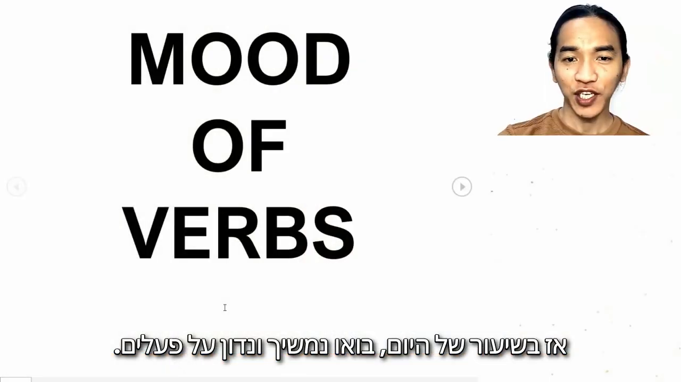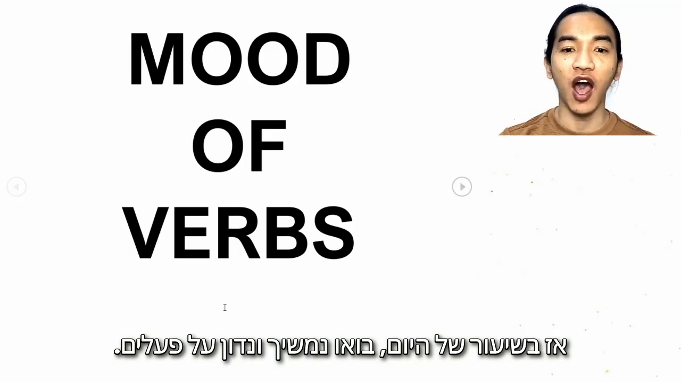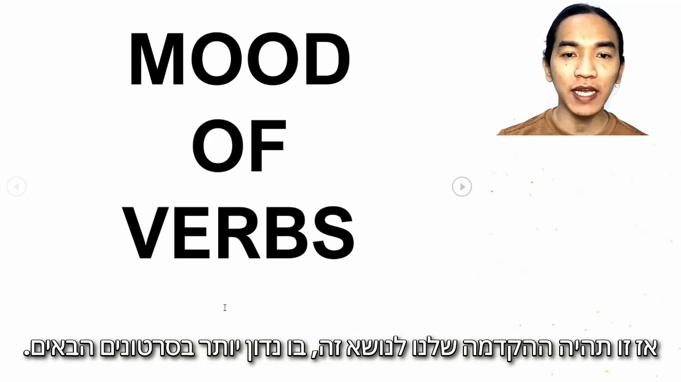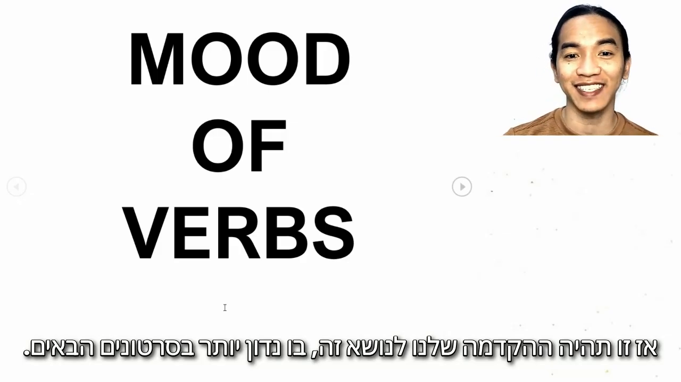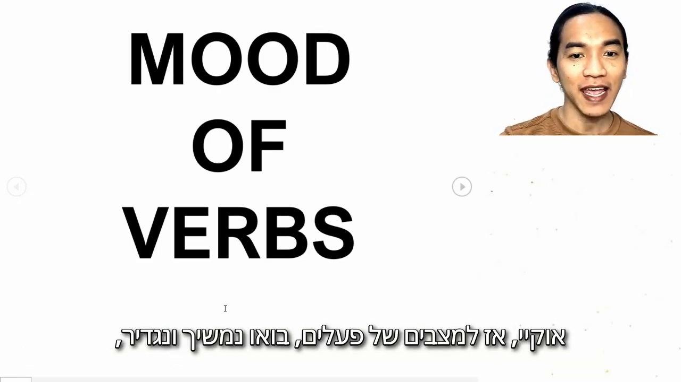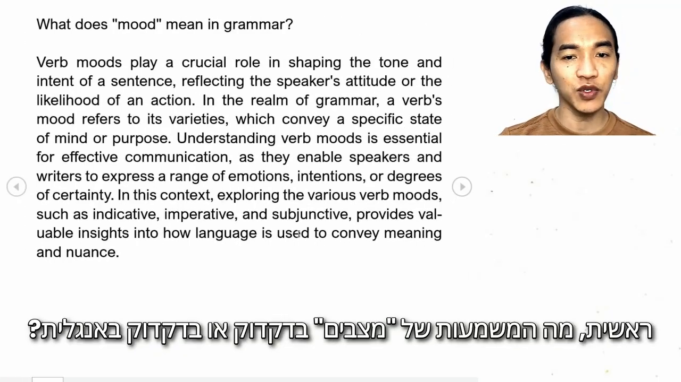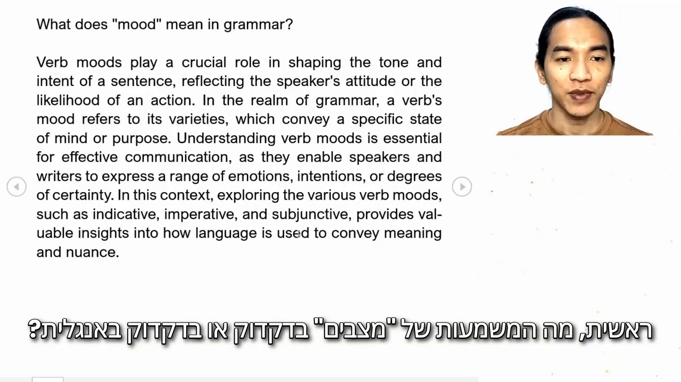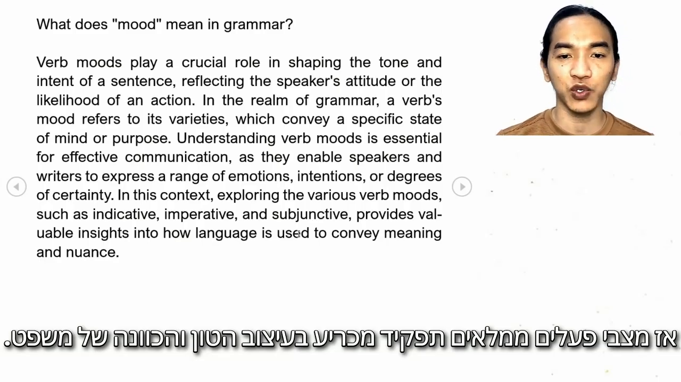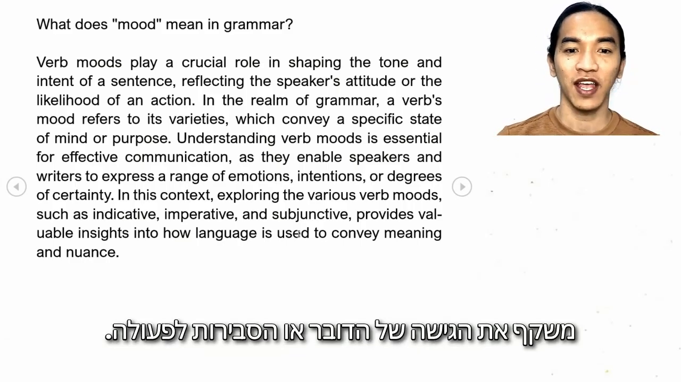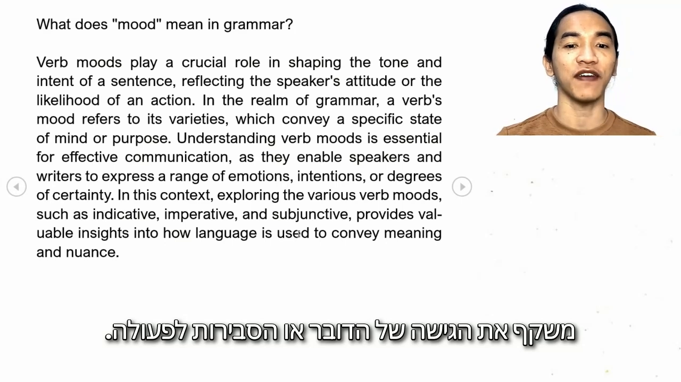Let's go. So, for today's discussion, let's go ahead and have the discussion on the mood of verbs. Okay, so this will be our introduction for this topic, as we will be discussing more about this lesson in the next coming videos. Okay, so for the mood of verbs, let's first define what mood means in English grammar. Verb moods play a crucial role in shaping the tone and the intent of a sentence, reflecting the speaker's attitude or the likelihood of an action.